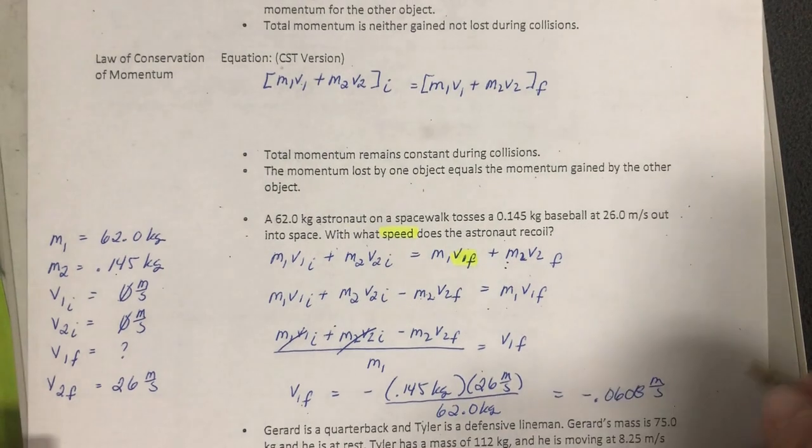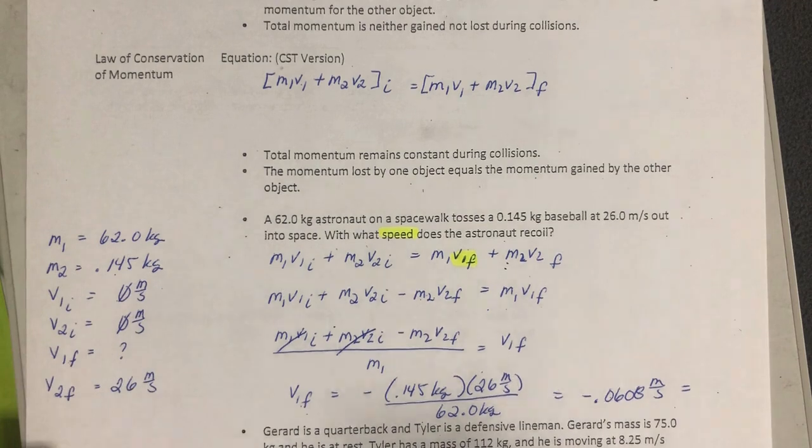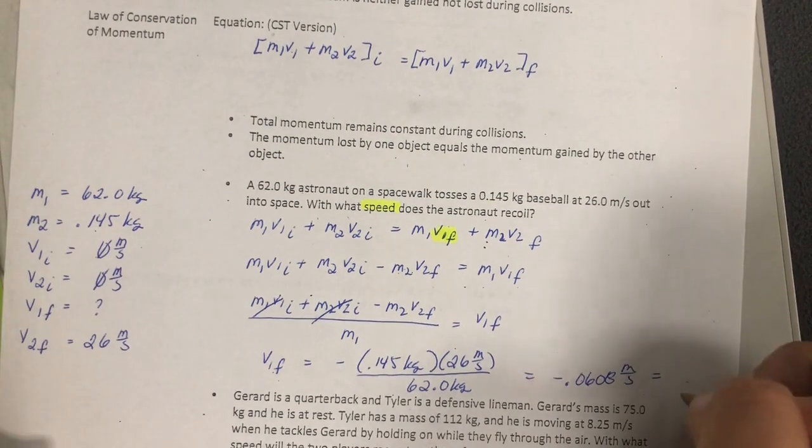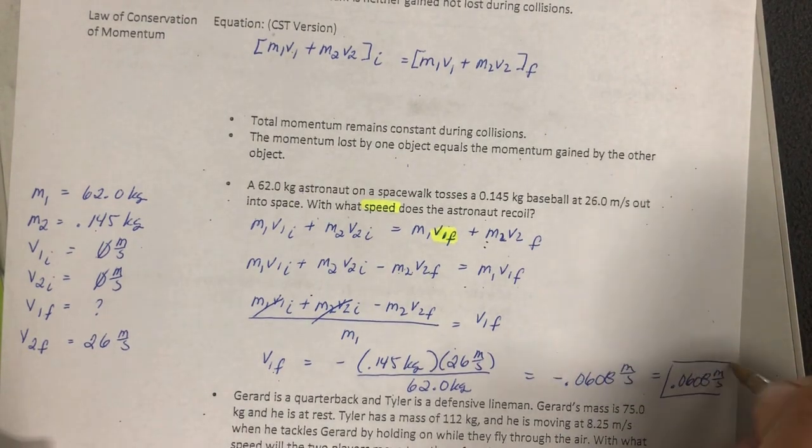So your answer is actually this one. If it was asking for velocity, you would leave it alone, because we need that negative sign for direction. But since it's saying speed only, that's magnitude only. So it's 0.0608 meters per second. Make sure to box your answer.